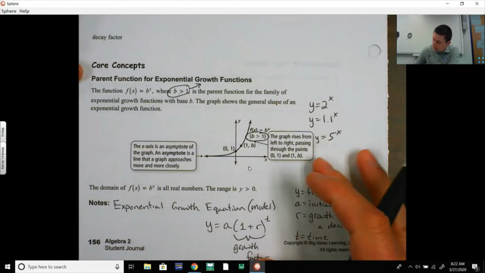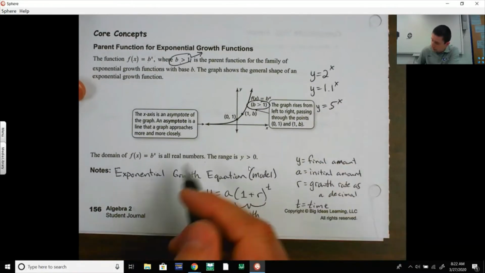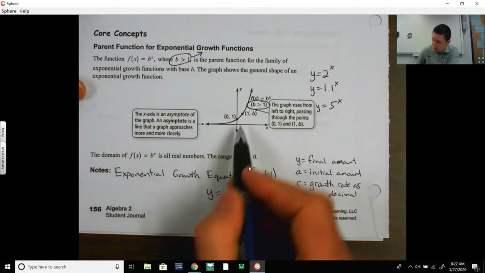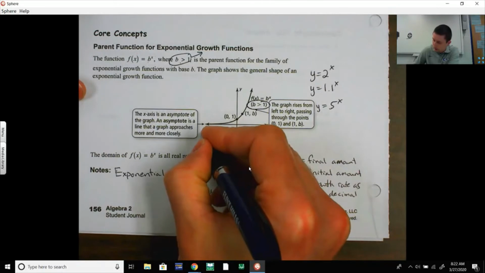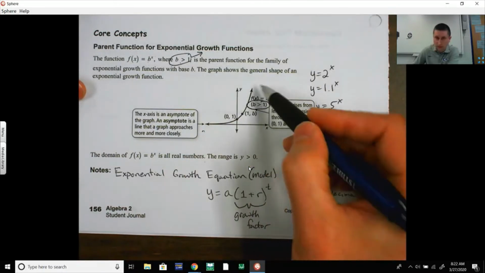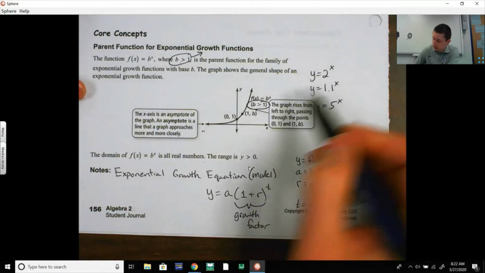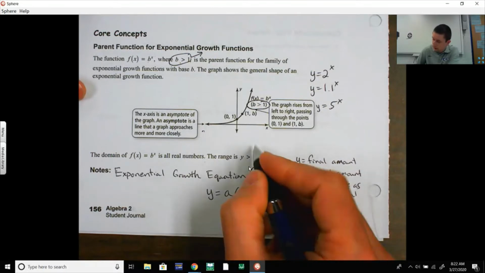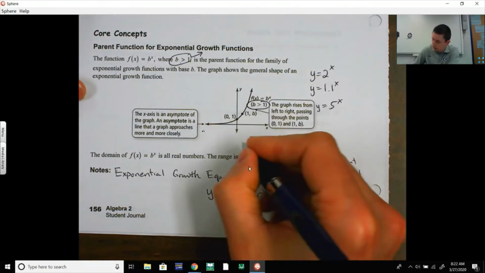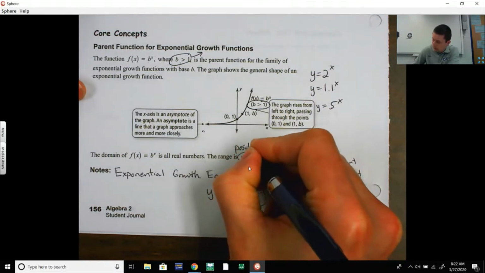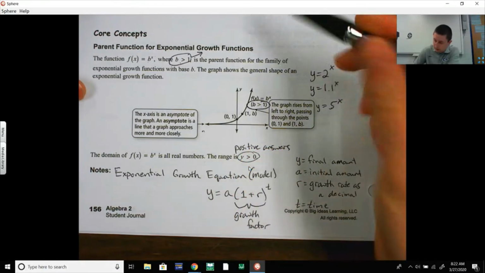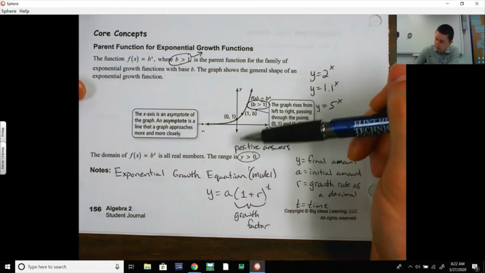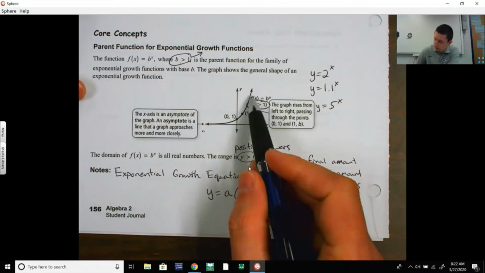The domain of the other equation is going to be all real numbers. It goes forever left, and it goes forever to the right. It's pointing up, but it does go forever to the right. Time keeps on going. The range is y is greater than 0. So you can only have positive answers. Now, if you have some sort of graph transformation that moves the graph down, you can get negatives that way. But your standard graph is always going to be positive answers.